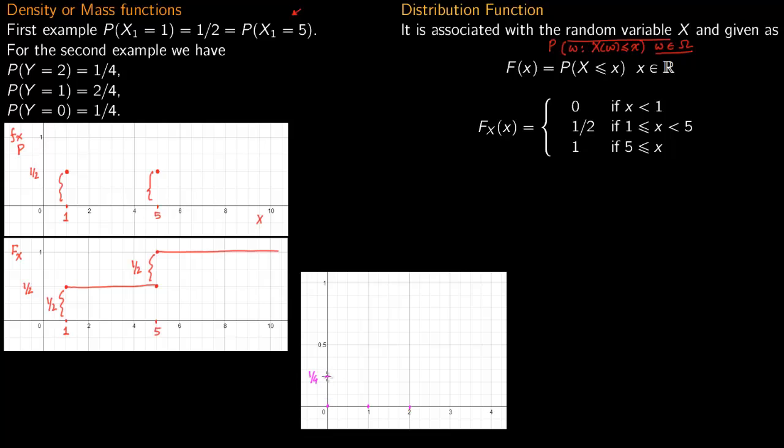So at 0, you have 1 by 4. At 1, you have 2 by 4. 2 by 4 is half or 0.5, which comes right here. And at 2, again, you have 1 by 4. So we have drawn this here. Now we draw the distribution function.